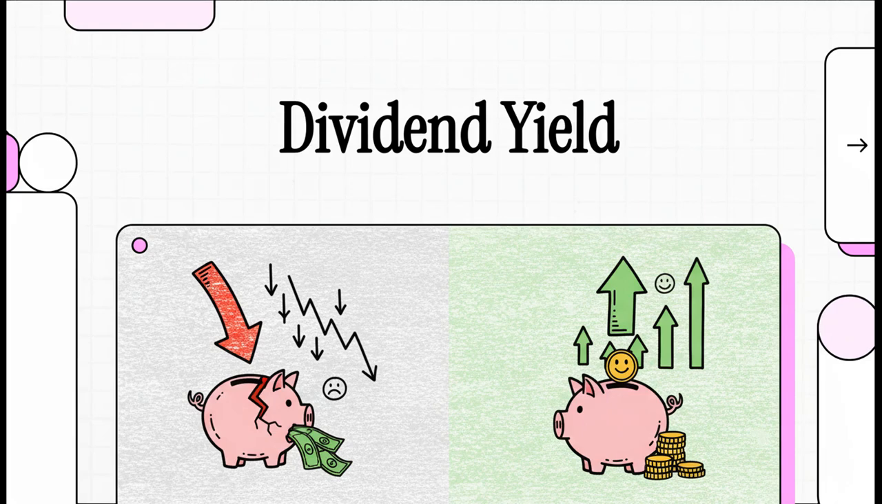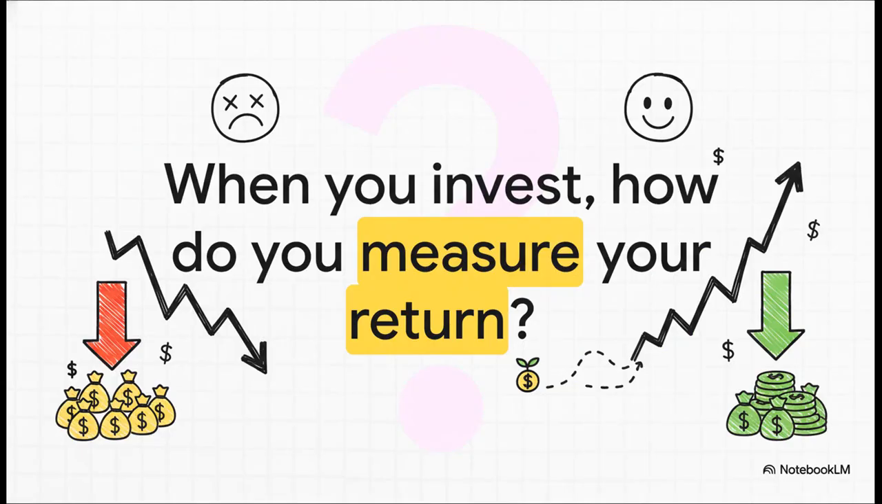Hey everyone, and welcome. Today we're going to talk about a number that pretty much every investor sees, but a lot of us might misunderstand. The dividend yield. It looks so simple, right? But that high number you see can sometimes be a trap. Let's get into why.